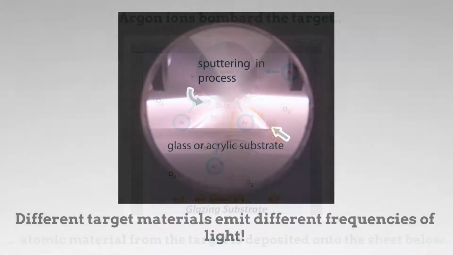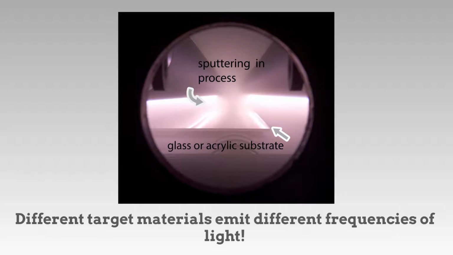So this is exactly what you can see happening here through this small viewing window into the sputter coating chamber, lit by the glow of excited ions relaxing to a lower energy state and emitting light.